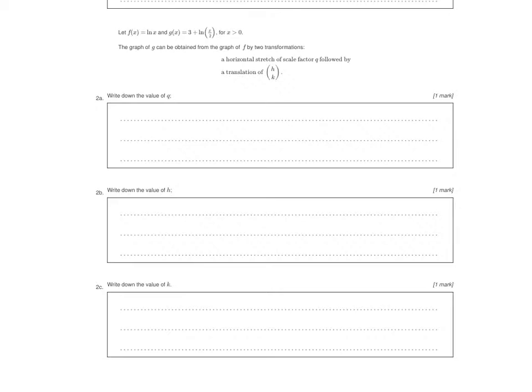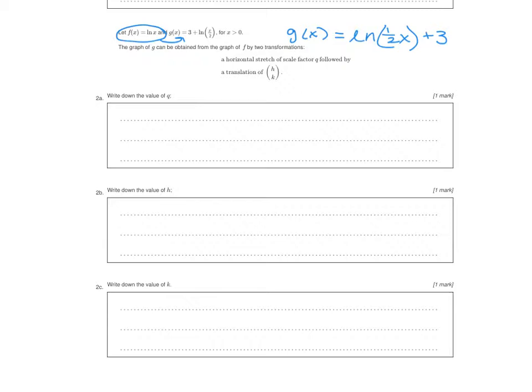Okay, so this is a transformations question, and we're trying to figure out what happened to transform this f of x into this g of x. And so one of the ways that you might do this is, first of all, you might rewrite that g of x has to be ln of 1/2 x and then plus 3. I didn't change anything about g of x, I just rewrote it so that it's easier to look at and it's more in the typical format.